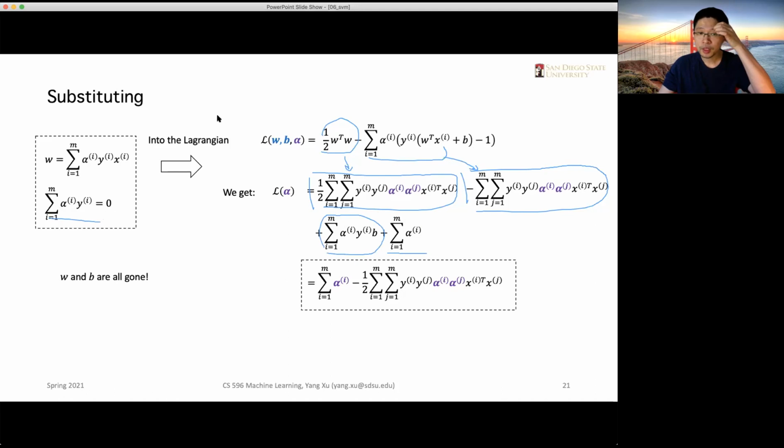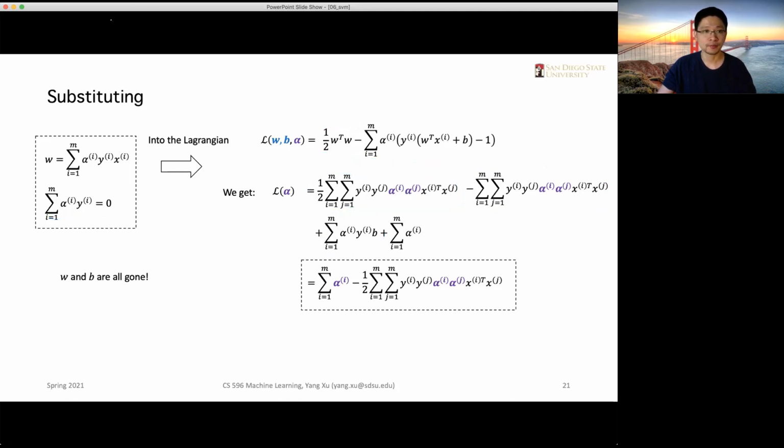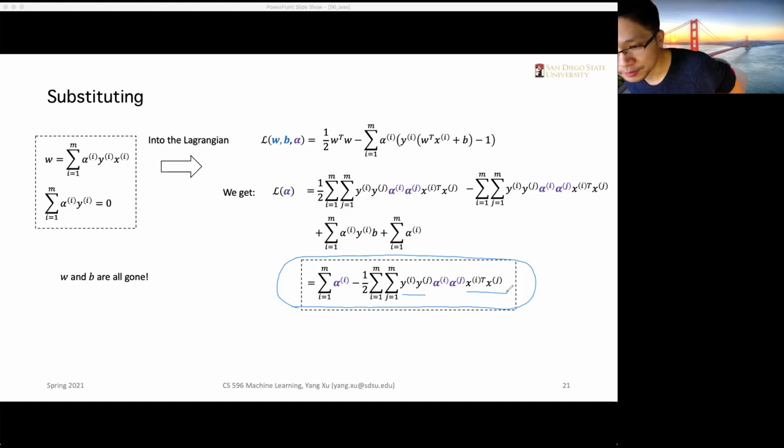So all the alphas and all the W's and the B's are gone. And what we have left is something that's similar to what we call a quadratic function. Okay, because if you look at this equation, the variable is alpha. Alpha is something we want to optimize with respect to. Okay, and all the x and y's are the known quantities.